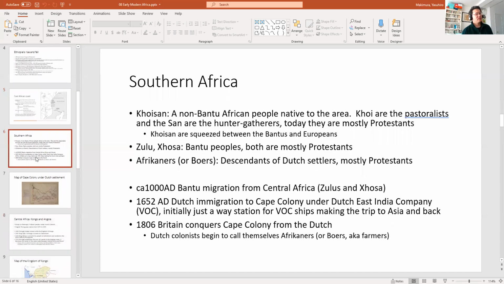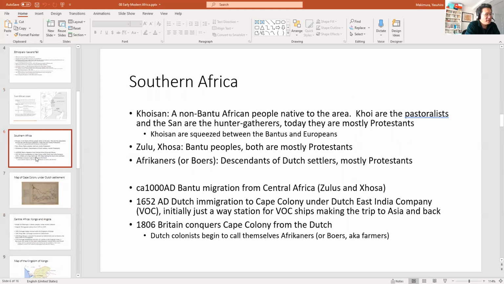All right. So now we're going to talk about South Africa, or the southern part of Africa. The southern part of Africa was inhabited initially by the Khoisan people. The Khoisan are actually two separate groups. They are a non-Bantu African people. The Khoi are the pastoralists, and the San are the hunter-gatherers. Today, they're mostly Protestants.